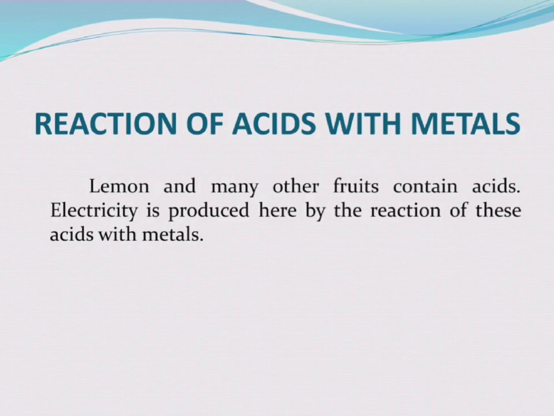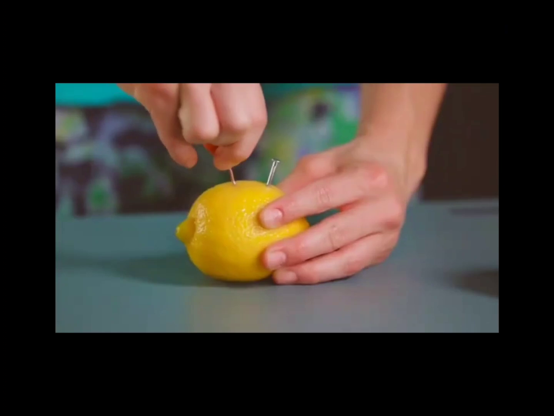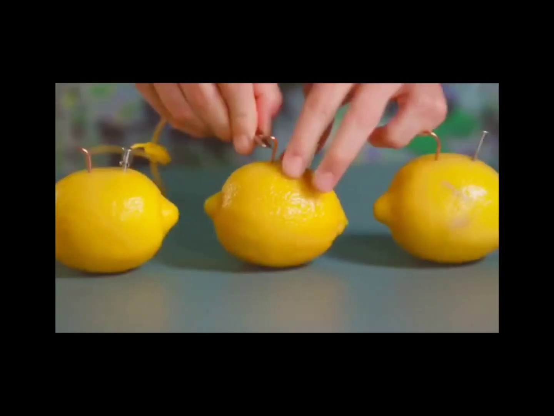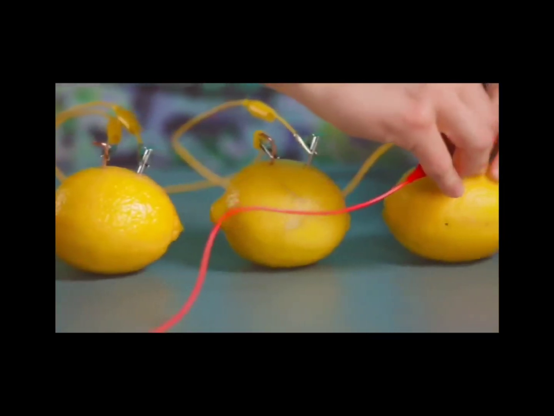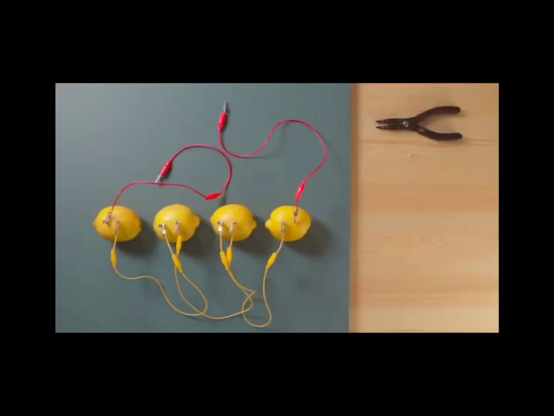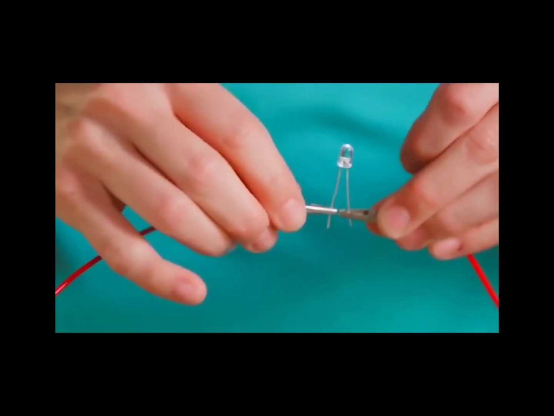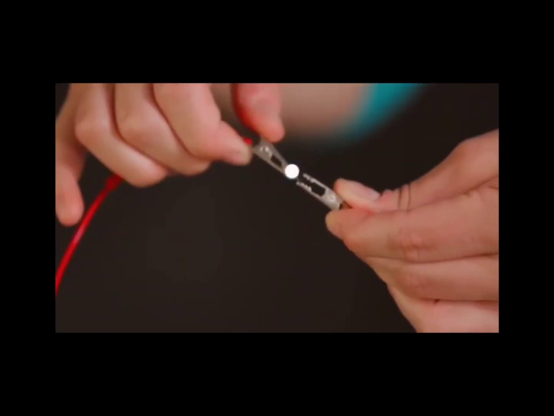The next example for electrochemical reaction is the reaction of acids with metals. We know lemon and many other fruits contain acids. Electricity is produced here by the reaction of these acids with metals. For the production of electricity using lemon, the positive and negative terminals of the lemon are made with the help of copper and zinc rods. Then we connected each of them using a wire. This whole arrangement is connected to an LED bulb. Here we can see the bulb glows due to the production of electricity.